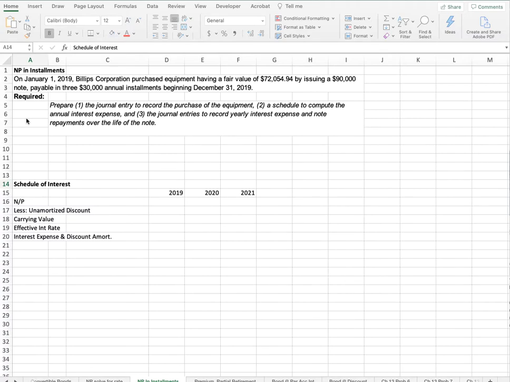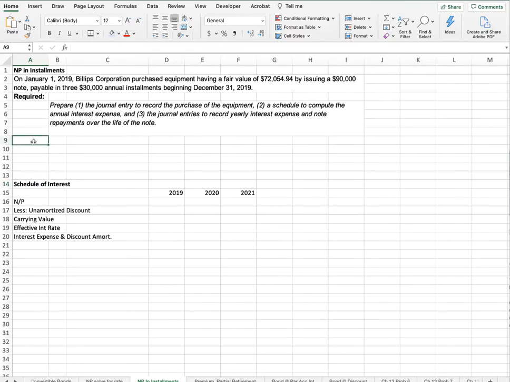On January 1st, 2019, Phillips Corporation purchased equipment having a fair value of $72,054.94 by issuing a $90,000 note payable in three $30,000 annual installments beginning December 31st, 2019. Prepare a journal entry to record the purchase of the equipment, a schedule to compute the annual interest expense, and the journal entries to record the yearly interest expense and note repayments over the life of the note.